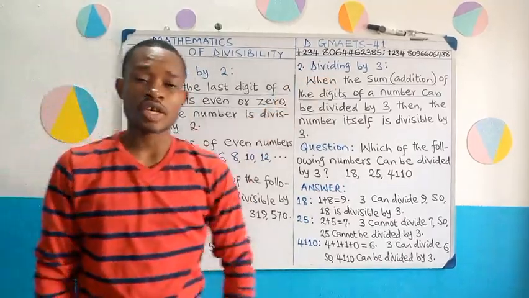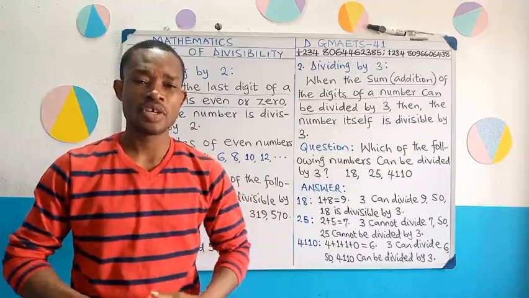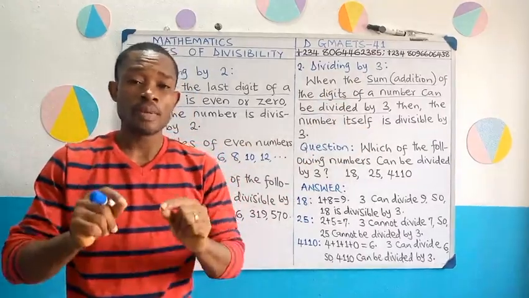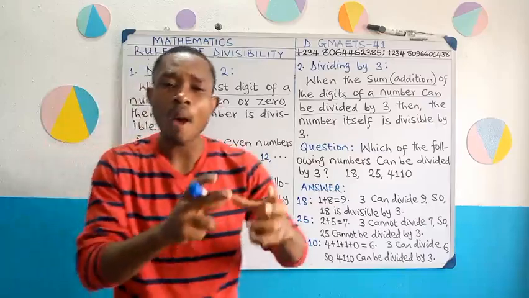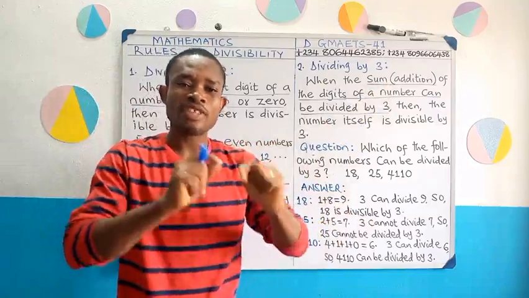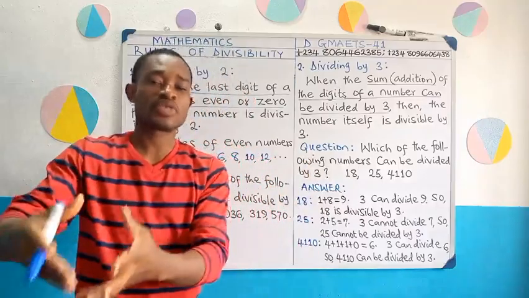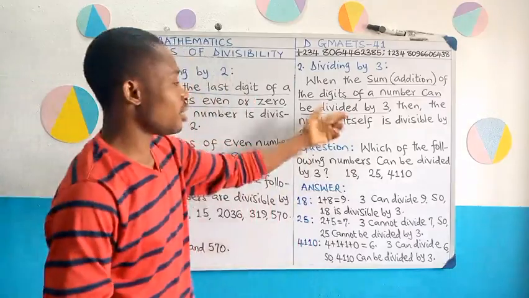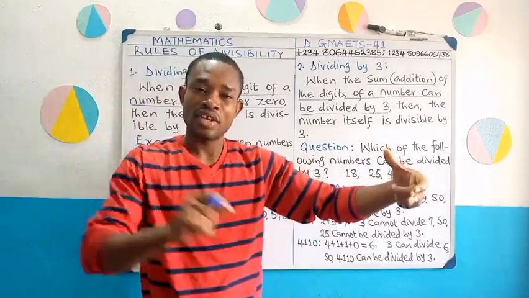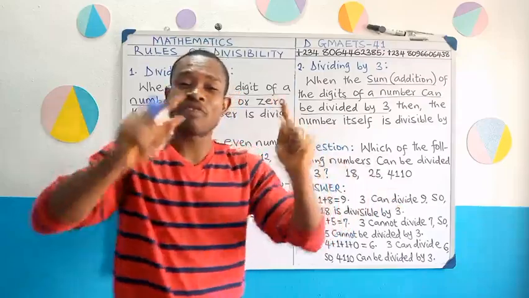Let's move on to the second rule, dividing by 3. So if I give you a number to be divided by 3, how would you know if 3 can actually divide that number? We have this note on the board to guide you. For a number to be divided by 3, the sum means addition. The sum, the addition of the digits in that number should give you something that 3 can divide. That's the meaning of this. So if you add the digits in that number, and 3 can divide what you got there, it means that 3 can divide the number itself.